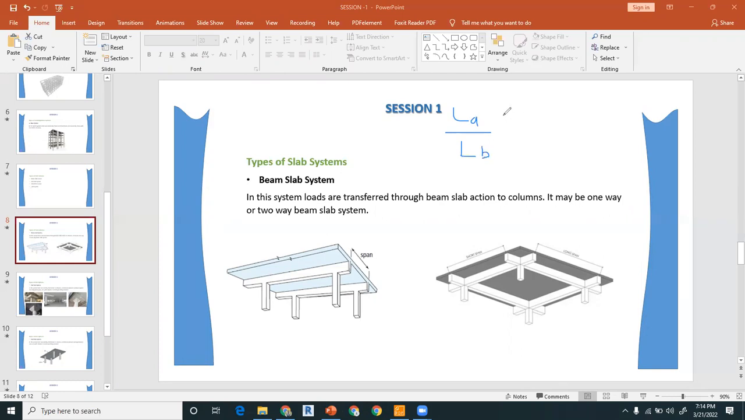And if this value is greater than or equal to 2, right? So if this ratio is equal to or greater than 2, it will be considered a one-way slab, right?